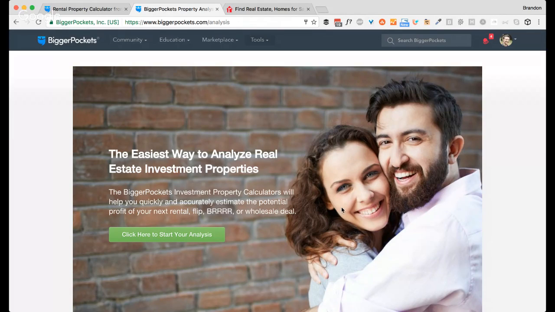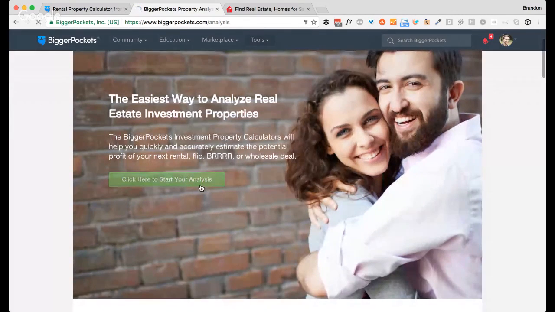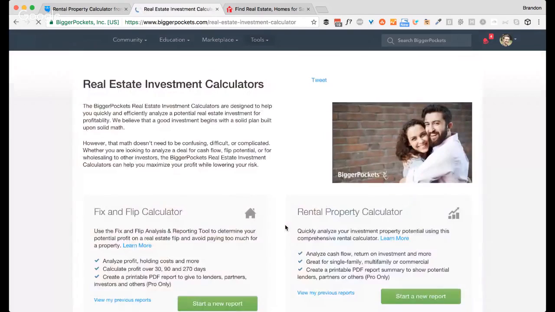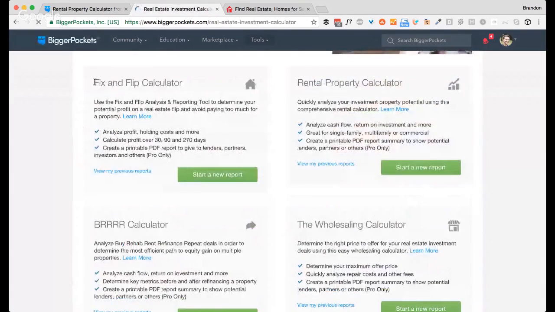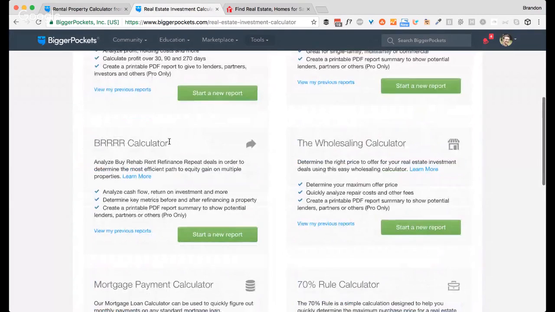So biggerpockets.com/analysis. I'm going to click here to start the analysis. And I've given 4 different calculators. There are 4 main big calculators. There's the fix and flip calculator, the rental property calculator, the BRRRR calculator, which, man, I love BRRRR investing.